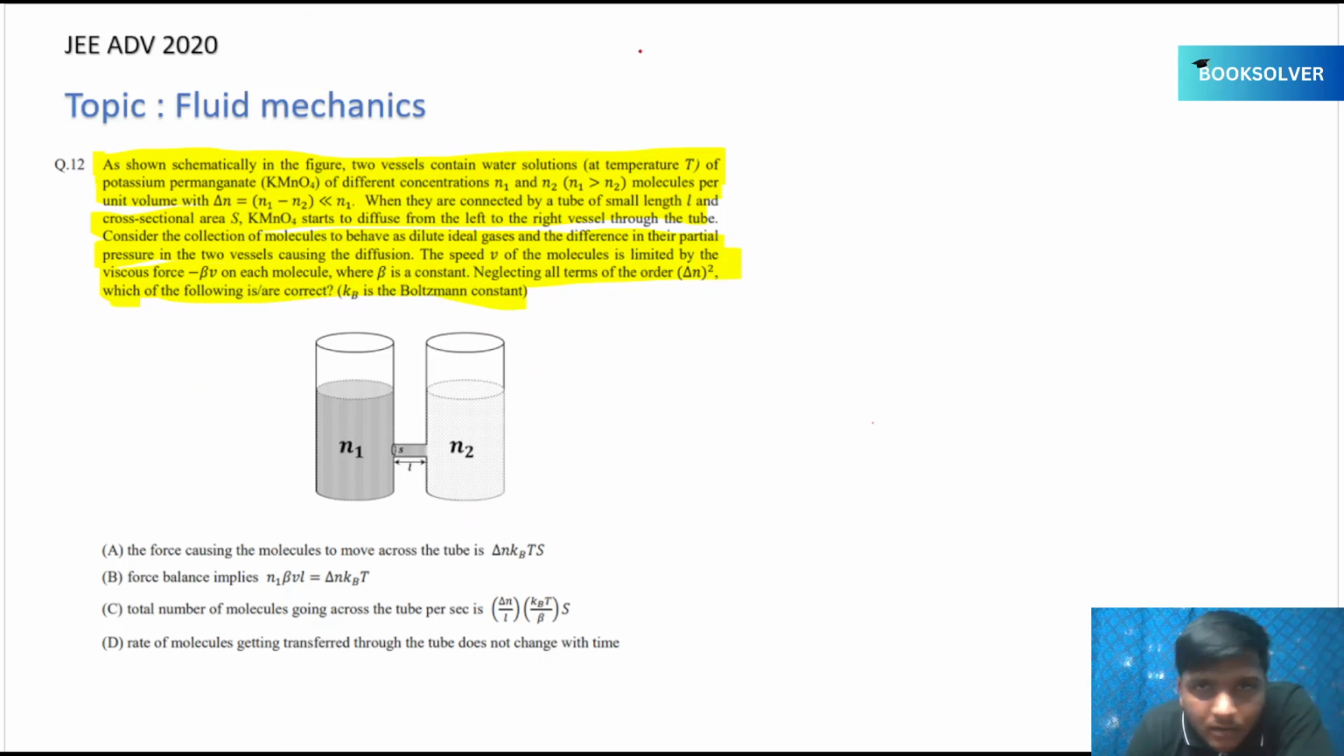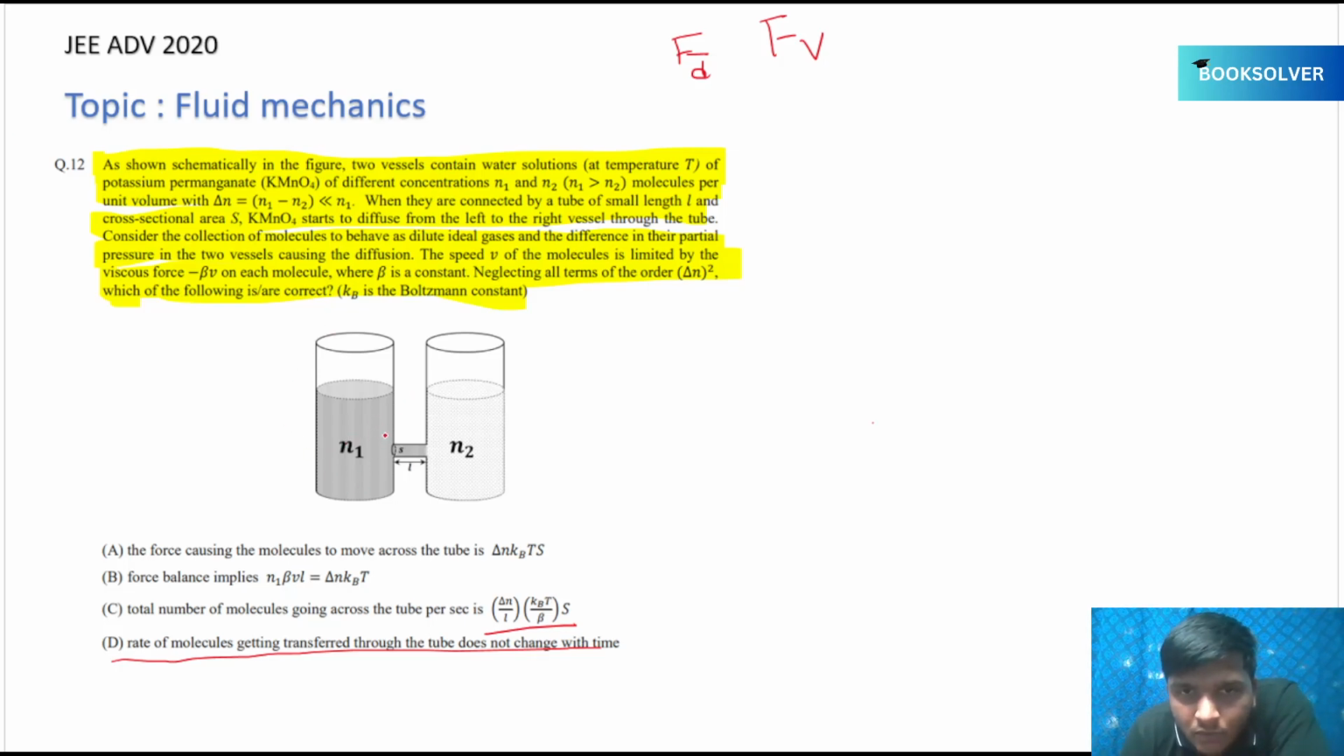So let's first mark out what we have to find here. First of all, we have to find the driving force, which we will denote as FD. Then we have to find the force which balances it, the viscous force, that is FV. And then the rate of transfer of molecules, that is, the total number of molecules crossing the tube per second, which I'll denote later. And we have to check for option D whether the rate of molecules will decrease with time. Okay, so let's start doing the equations here.